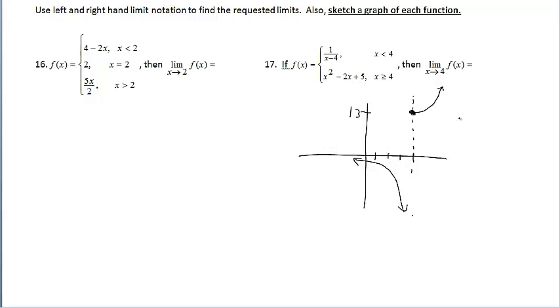Alright, so let's find this limit. Well, we know it's going to be a DNE because we have a jump discontinuity. To verify it, though, we're going to show that the left-hand limit does not equal the right-hand limit. If we're on the left piece, we're on 1 over x minus 4. We're going to put in 4, see what results, and we get 1 over 0, which we know is a DNE. So we have a vertical asymptote on the left.